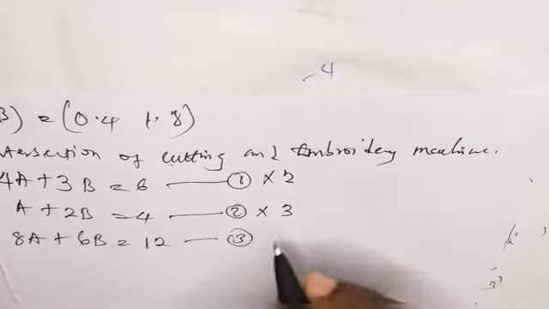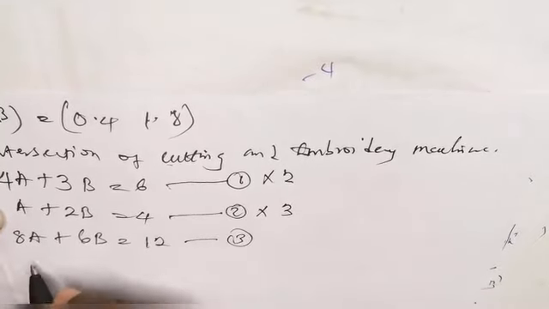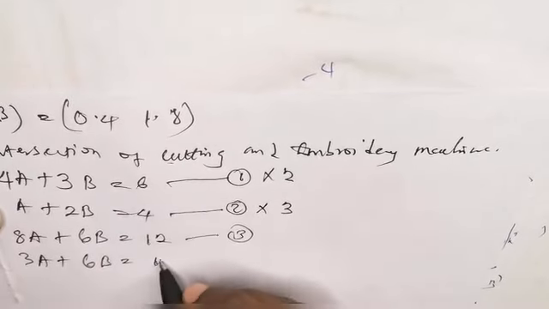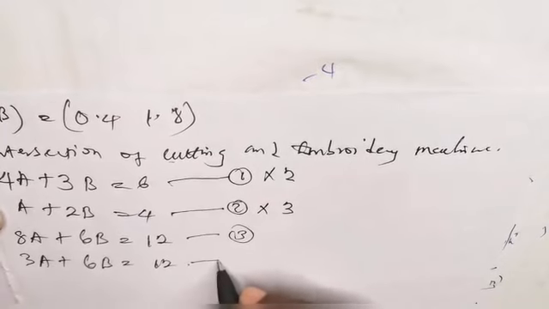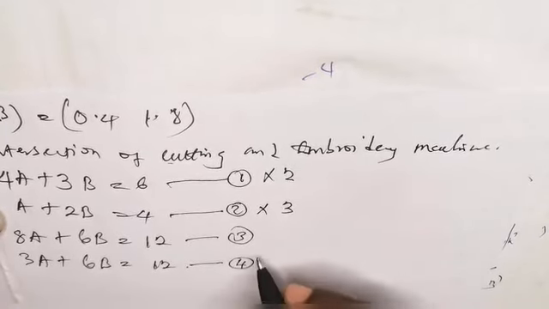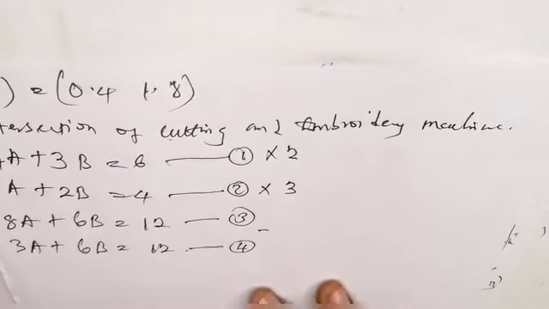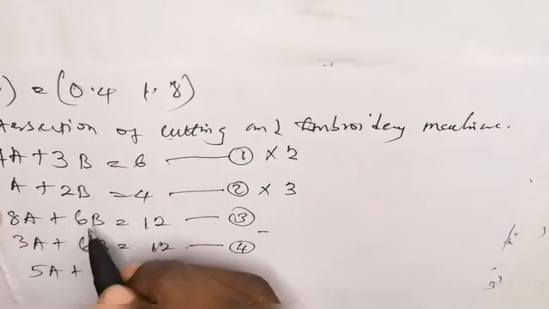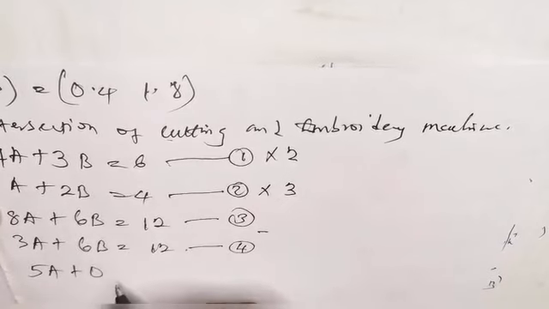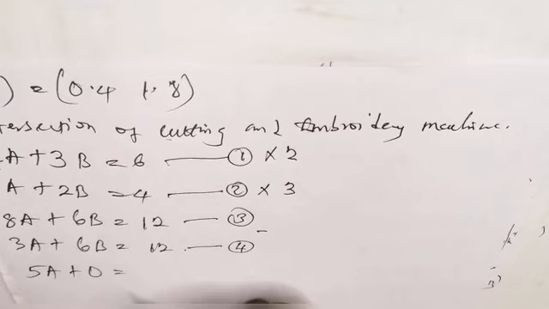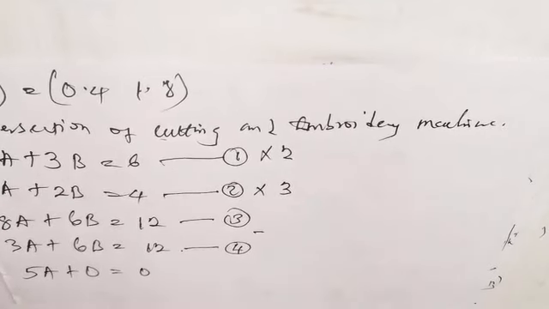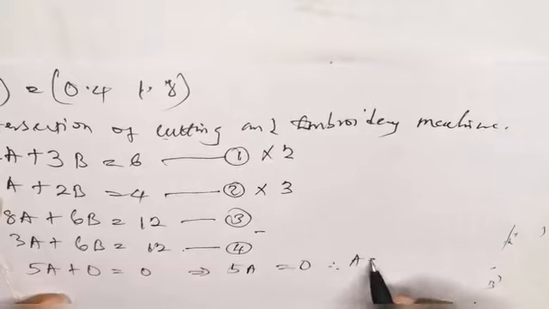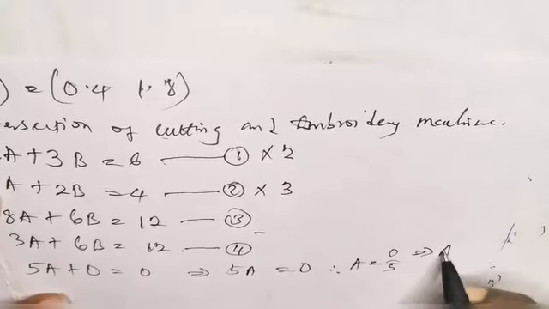Call this equation 3. Then I'm multiplying equation 2 by 3. 3 times a gives me 3a plus 3 times 2 gives me 6b, and that's equal to 3 times 4, which gives me 12. This is now equation 4. So I can now eliminate by subtracting. 8a minus 3a gives me 5a, 6b minus 6b gives me 0, and 12 minus 12 gives me 0. So 5a is equal to 0, and therefore a is equal to 0 over 5, which implies that a is equal to 0.